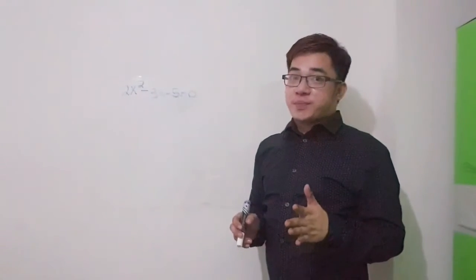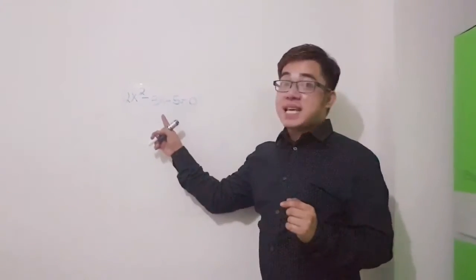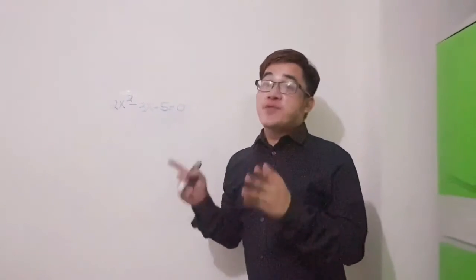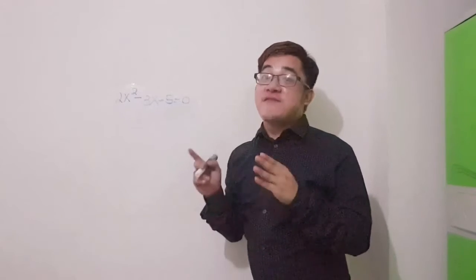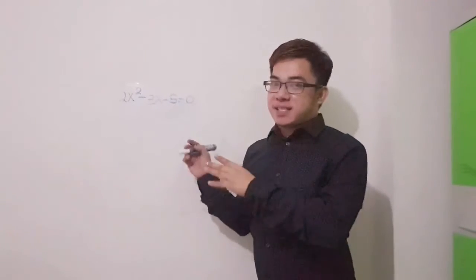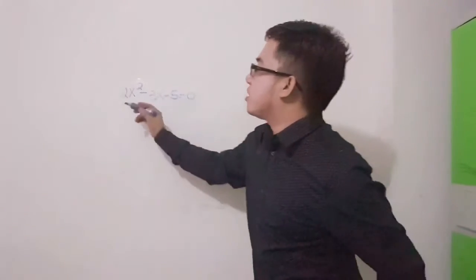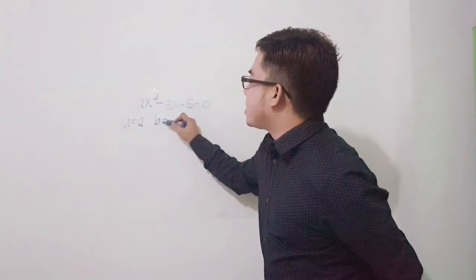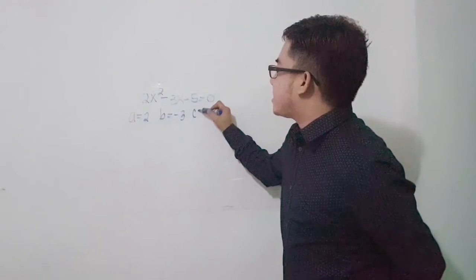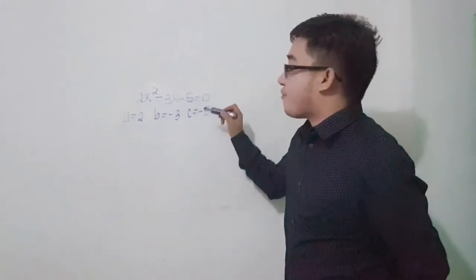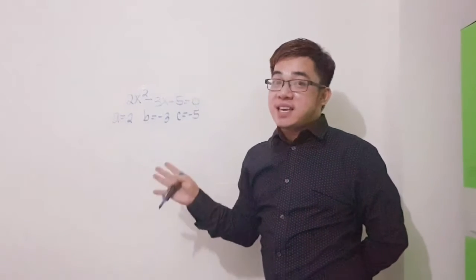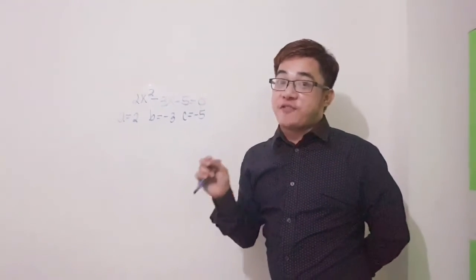Example number 3. 2x squared minus 3x minus 5 is equal to 0. Again, the first process is to find the values of a, b, and c. In this equation, a is equal to 2, b is equal to negative 3, and c is equal to negative 5. After knowing the values of a, b, and c, substitute to the quadratic formula.